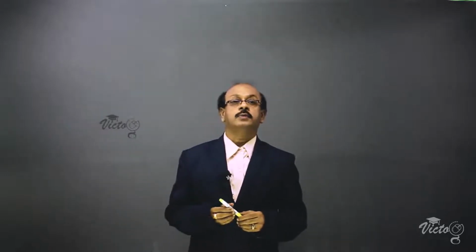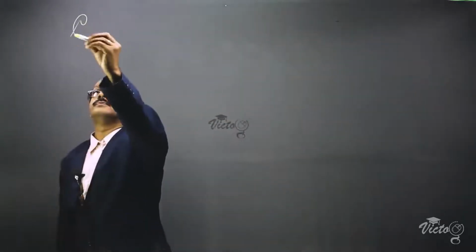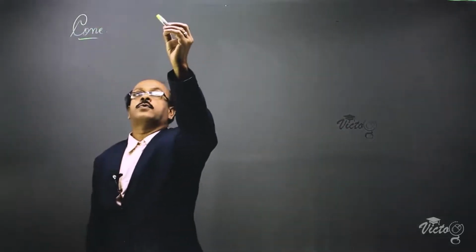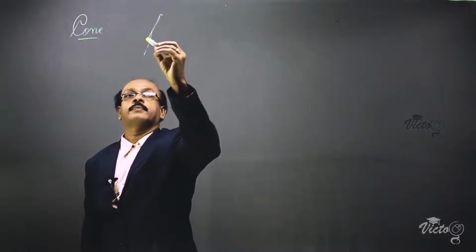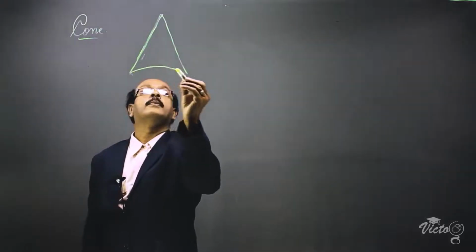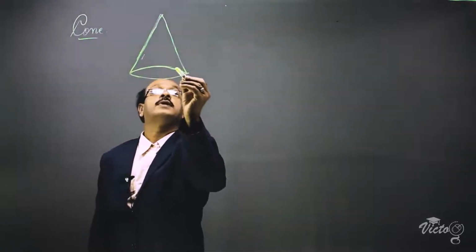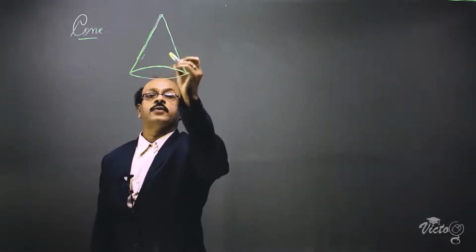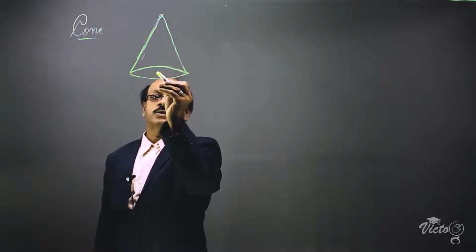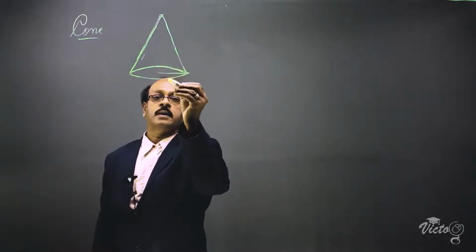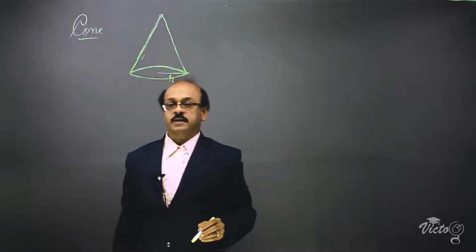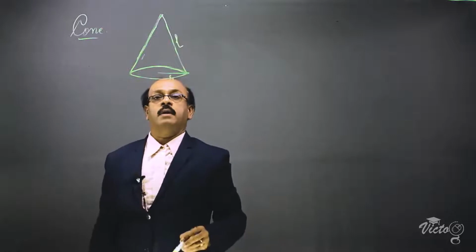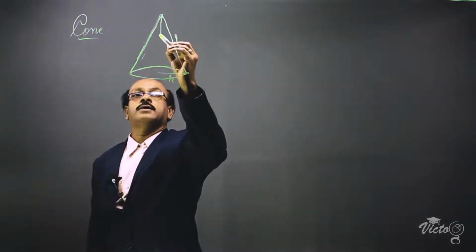Next we are going to find out the areas of a cone. The rough sketch of a cone is like this. The base is of the shape of a circle. Here, this is the base and this is the curved face. The base radius is represented by small r, this is the slant height represented by L, and this is the height of the cone, H.